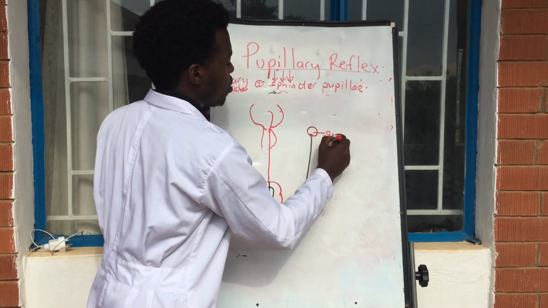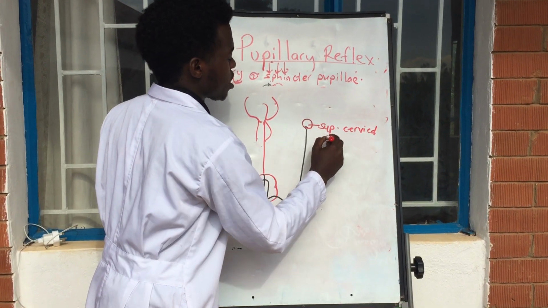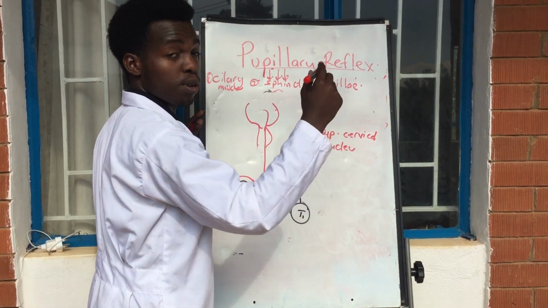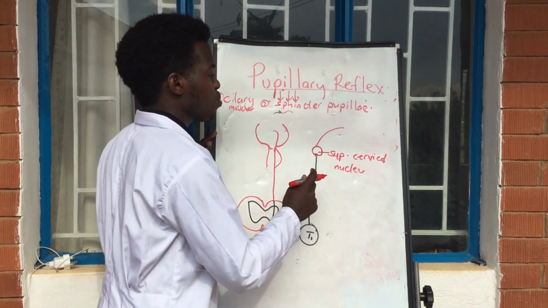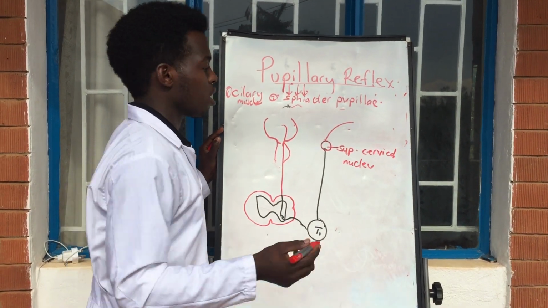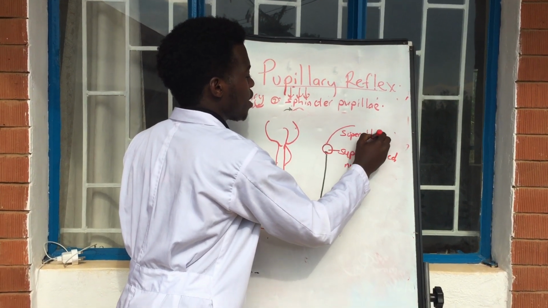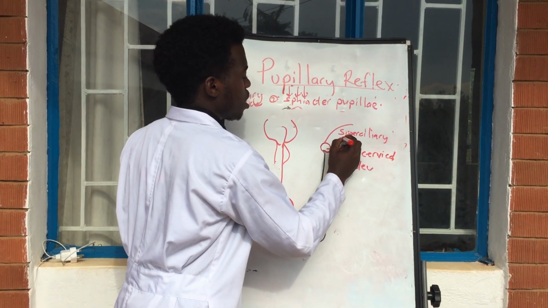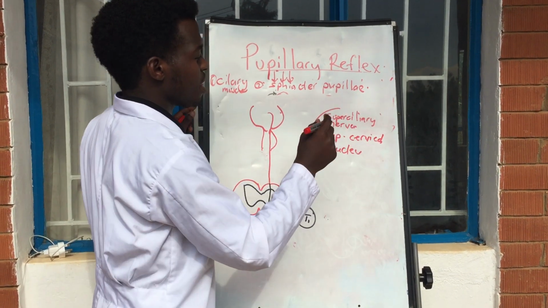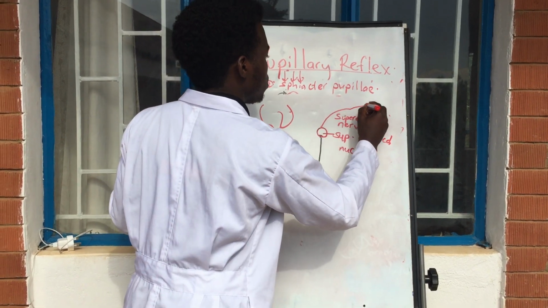So I'll call this the superior cervical nucleus. Then this one now forms the postsynaptic fibers. Now these postsynaptic fibers will move together with the carotid artery. That is, first we have the superciliary nerves. If you trace them further, they'll form the long ciliary nerves.